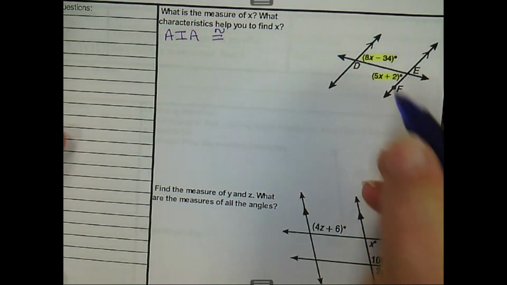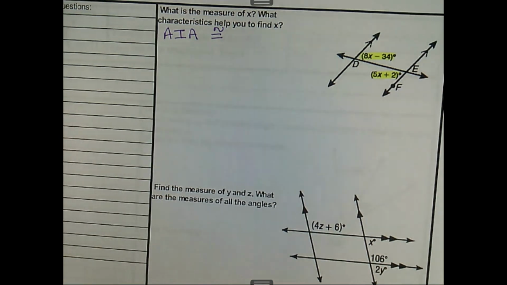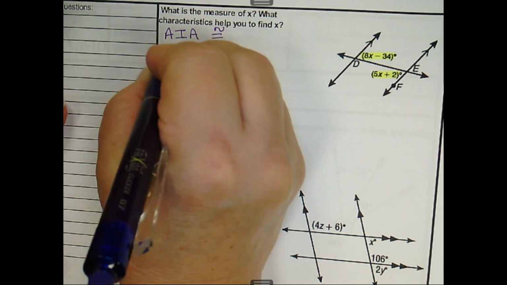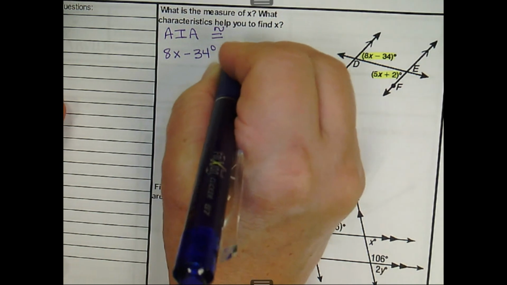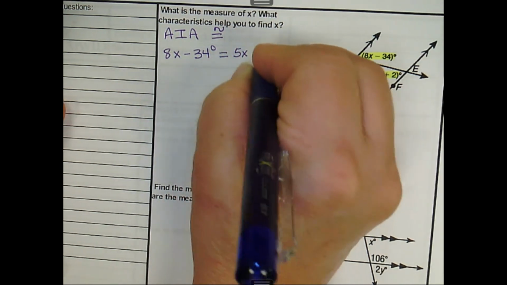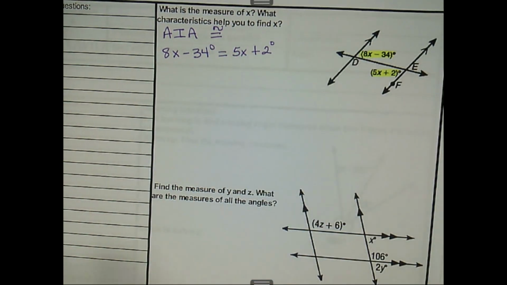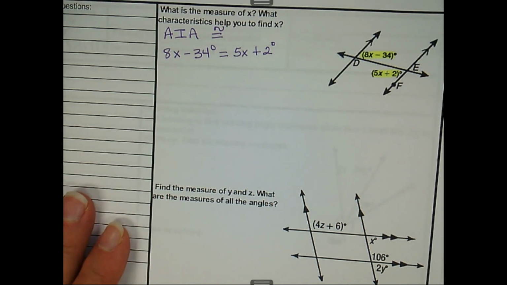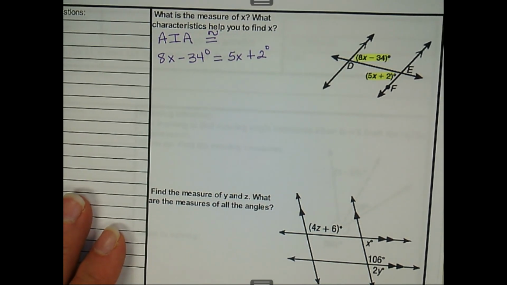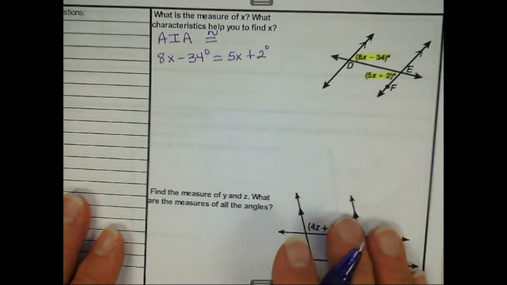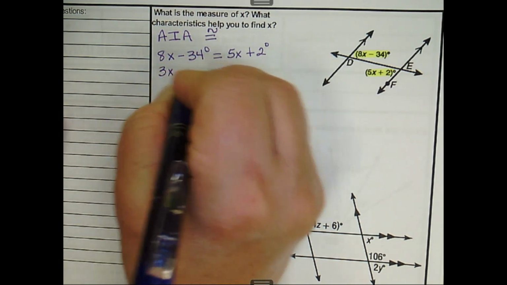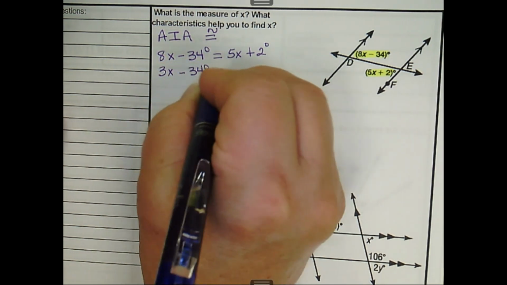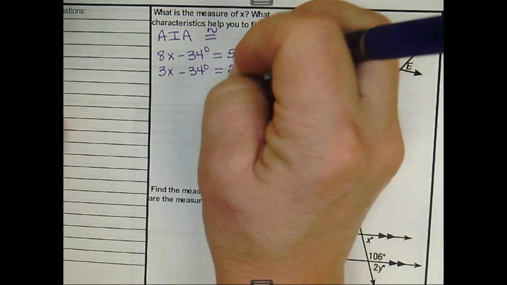If they're congruent, then we set them up equal. So it will be 8x minus 34 degrees is equal to 5x plus 2 degrees. Okay, which is smaller, 8x or 5x? 5x is, so we subtract 5x from both sides. 8x minus 5x is 3x. Minus 34 degrees is equal to 2 degrees.